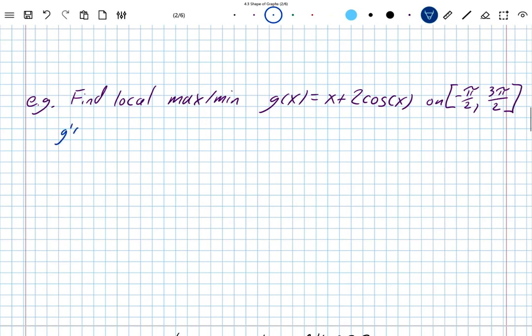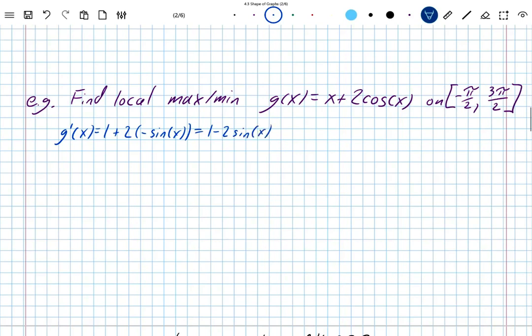Looks like g prime of x is equal to, we can do these one at a time because of our derivative rules. So the derivative of x is a 1 plus, that 2 hangs out, and the derivative of cosine is, whether you know it or not, negative sine of x. Very neat. Okay, that's it. That's the calculus part. Now it's really a matter of knowing what this means and how to do our pre-calculus. Let's clean this up a little bit. 1 minus 2 sine of x looks a little bit prettier.